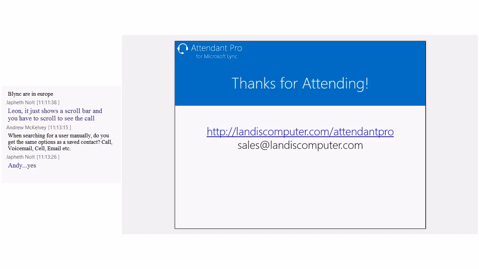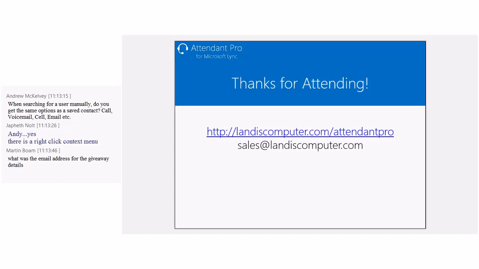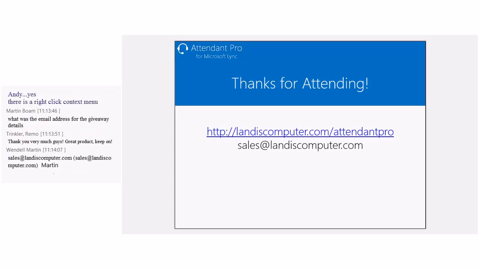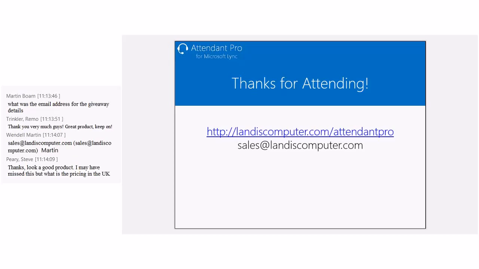Yeah. And if there's anybody that wants to chat informally with audio, you're welcome to unmute and just ask the question. I see there was one question when searching for a contact. That scrolled up for me. It's by Andrew McKelvey: when searching for a user manually, do you get the same options as a saved contact, call, voicemail? Yes, the answer is yes. And also, one of the things I think we failed to demonstrate is the right-click menu. Wendell, you want to pop that up and show Andrew?